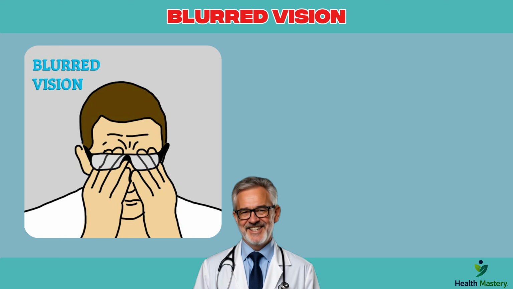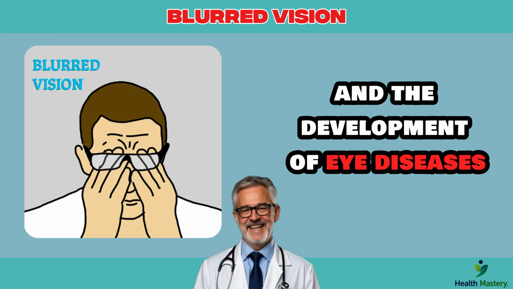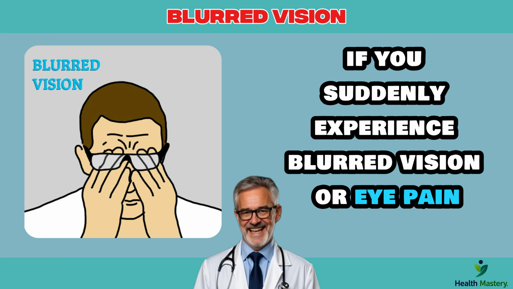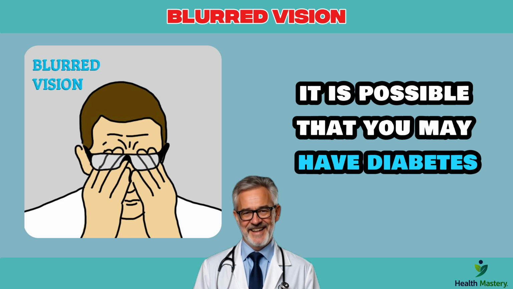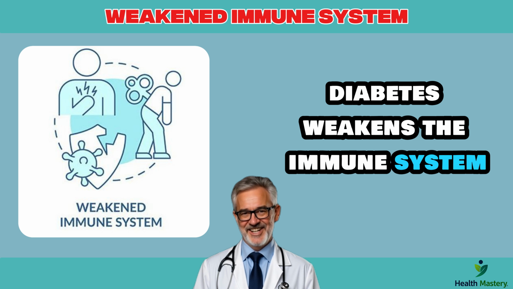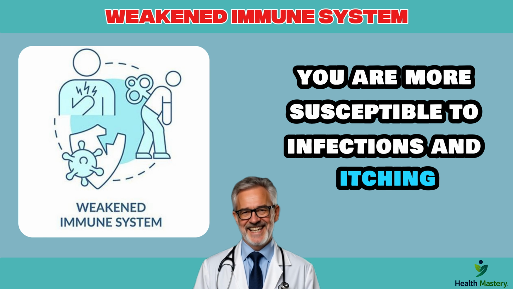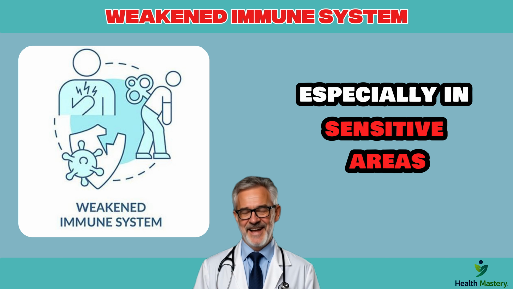Blurred vision. One of the complications of diabetes is vision loss and the development of eye diseases. If you suddenly experience blurred vision or eye pain without an obvious cause, it is possible that you may have diabetes. Weakened immune system. Diabetes weakens the immune system, reducing the body's resistance. At this point, you are more susceptible to infections and itching, especially in sensitive areas.